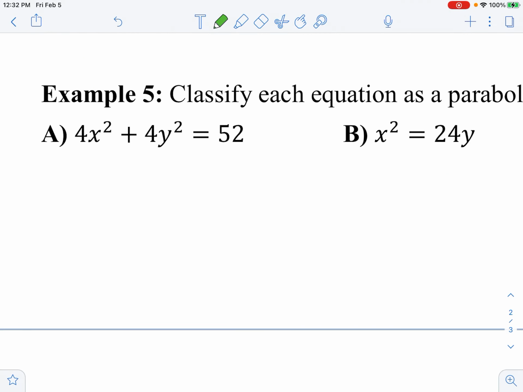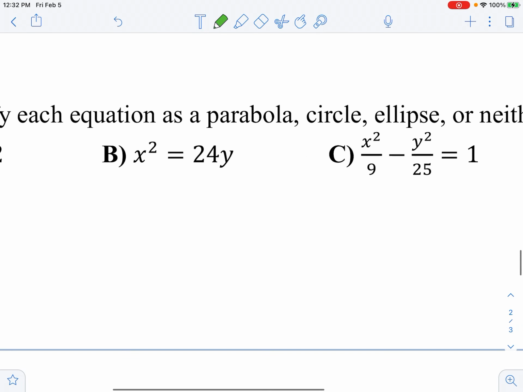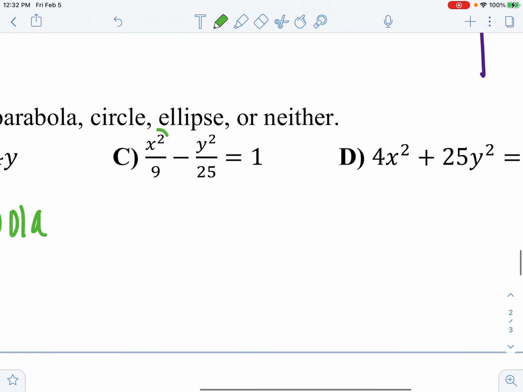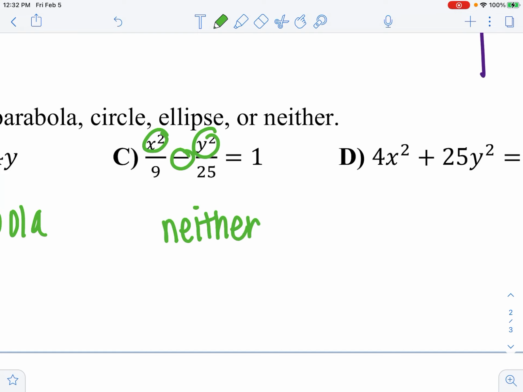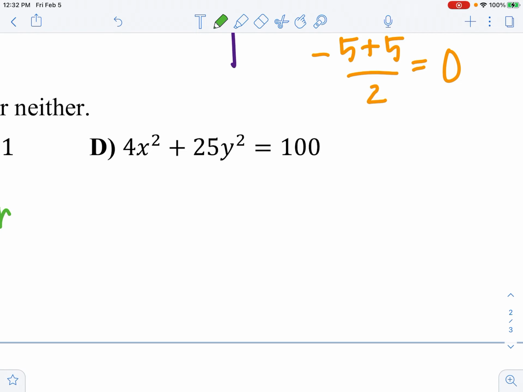All right, so let's go through that. X squared and a y squared, and there's addition separating, so it's either a circle or an ellipse. Since they have the same leading coefficient, this is a circle. Next one just has an x squared and a y. This is a parabola. Has an x squared and a y squared, but it's subtraction, so this is neither of the listed above. It's actually our hyperbola that we'll do later. X squared and a y squared, addition separating, so it's either a circle or an ellipse. Different coefficients, so this is an ellipse.